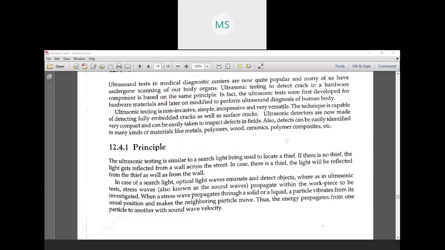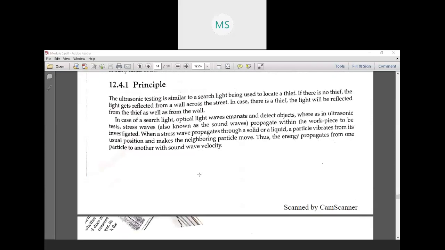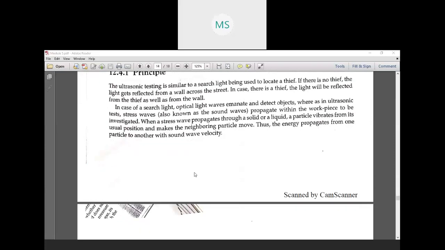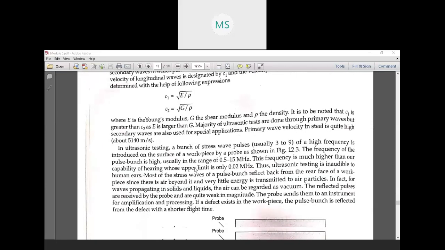It is applicable to many kinds of materials such as metals, polymers, wood, ceramics, polymer composites, etc. It is a non-destructive, non-invasive, simple, inexpensive, and very versatile technique. It is capable of detecting fully embedded cracks as well as surface cracks. Ultrasonic detectors are now made very compact and can be easily taken to inspect defects in the field. So what is the principle behind that? The thing which I told you is the same. So let us see that.